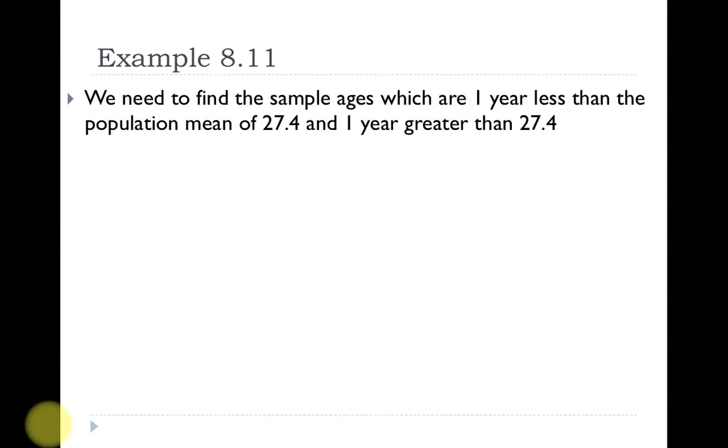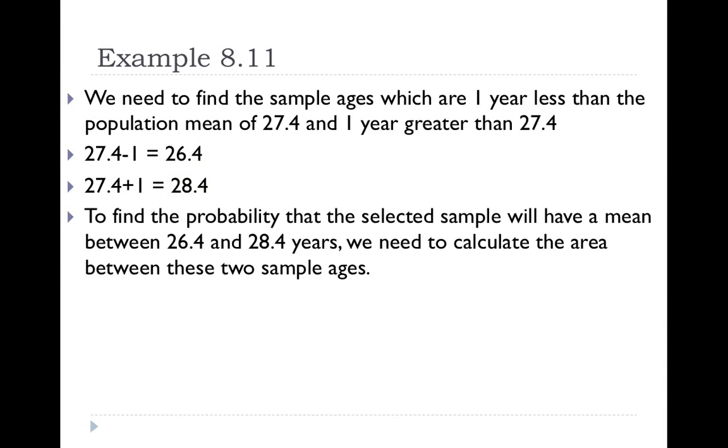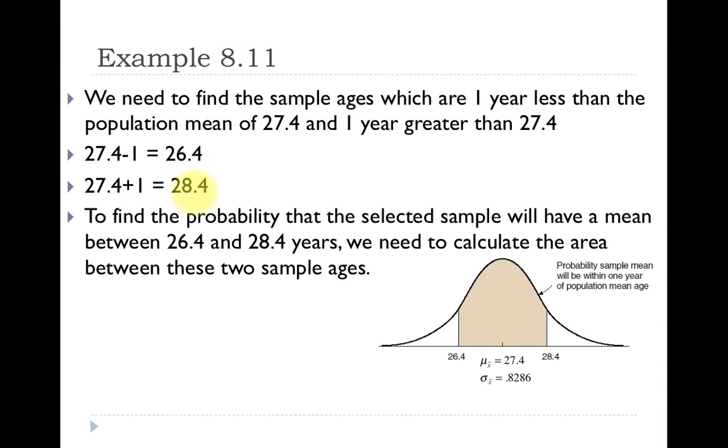Okay, so to find the answer to this question, the probability, we need to find the sample ages that are 1 year less than the population mean and 1 year greater than the population mean, because within 1 year means -1 to +1. So we're going to take 27.4 and subtract 1, get 26.4. Then we're going to take 27.4 and add 1, we get 28.4. So we have to find the probability that the sample mean falls between 26.4 and 28.4. So we're calculating the area between these two sample ages.